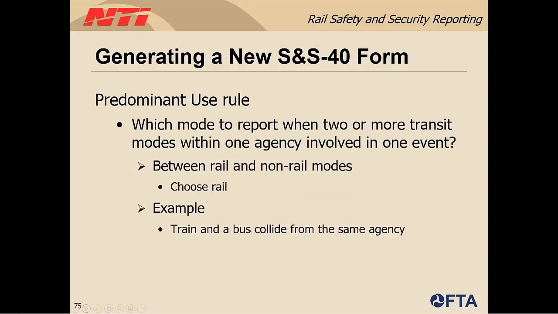If you have an event that includes 2 or more transit modes from your agency, how would you choose which mode to report under? We go by the predominant use rule. So if one of your rail streetcars and one of your buses collide with each other, then you're going to report that under rail.